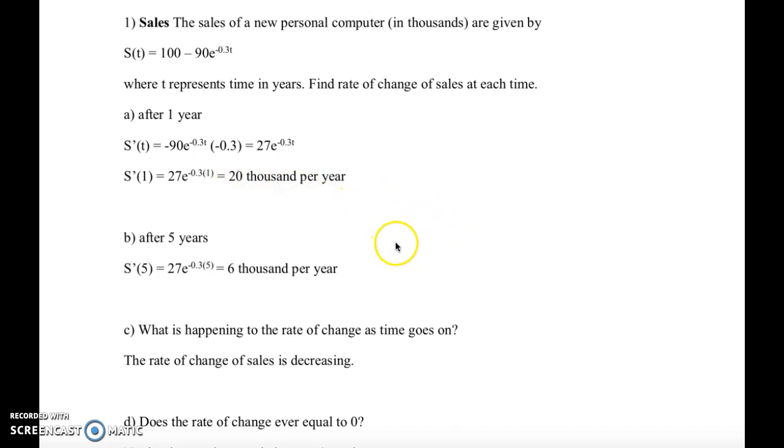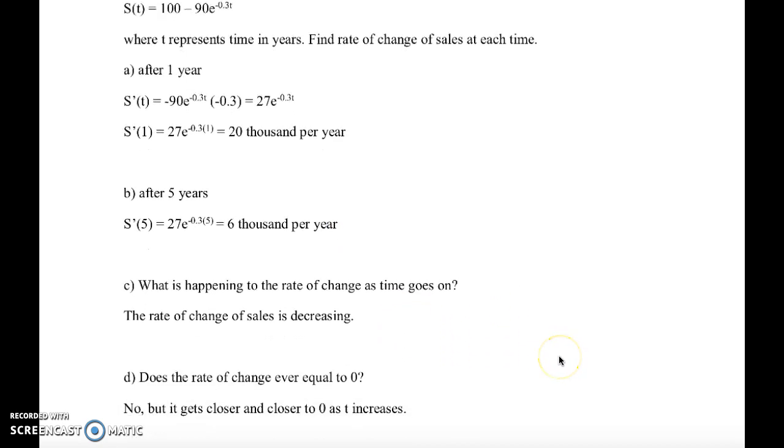After 5 years, all we have to do is plug in 5 into our derivative, and here we end up with 6,000 per year. So we end up with 6. Remember, it's in thousands per year. And what's happening to our rate of change? Well, if we have 20,000 after 1 year and 6 after 5 years, our rate of change of sales is definitely decreasing.